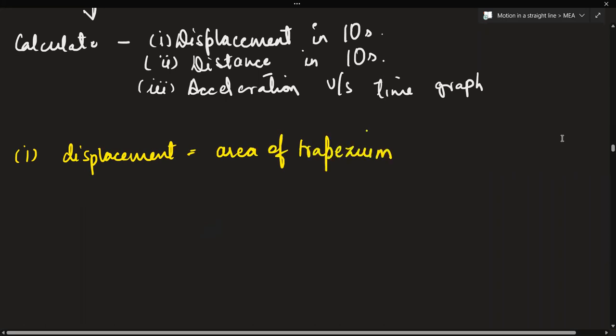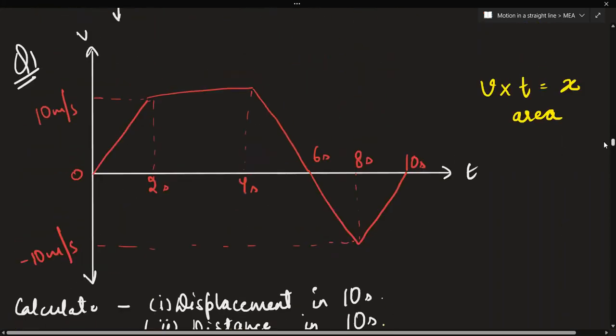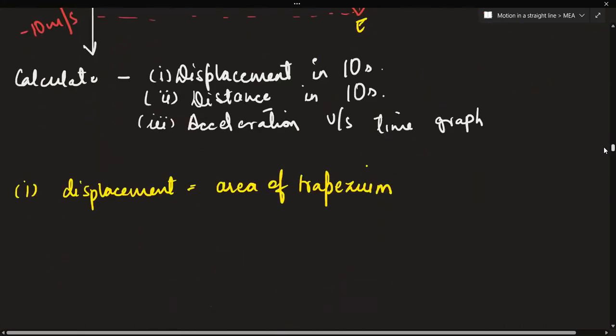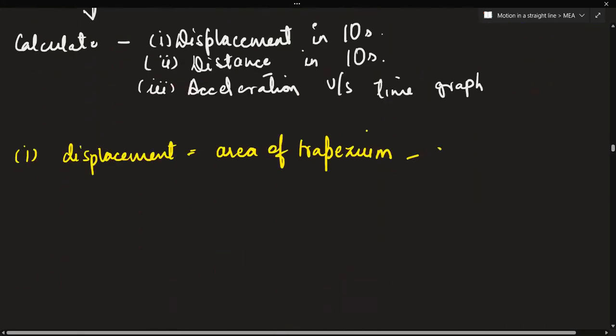Now regarding this triangle which is formed here, let's name it something else. Let's say this is A, B, C, D, E. So this triangle DEF is below the axis. It means this will be negative. Since we are calculating displacement, we have to consider the signs. So this becomes minus area of triangle.